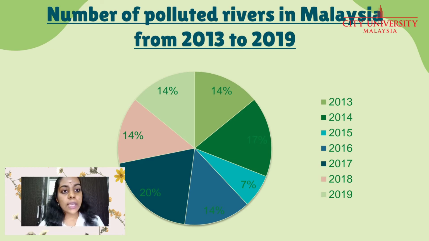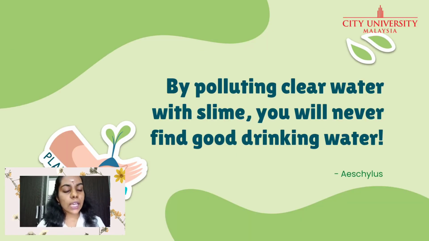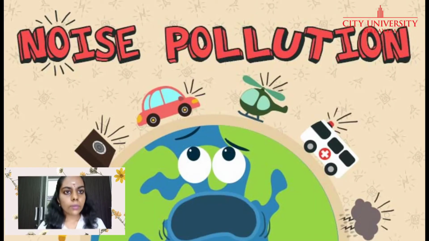As you guys can see in this pie chart, this is the number of polluted rivers in Malaysia from the year 2013 to the year 2019. Before moving on to the next point, let me tell you guys an interesting quotation about water pollution, which goes, "By polluting clear water with slime, you will never find good drinking water."